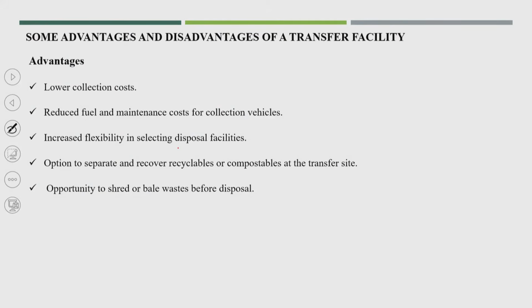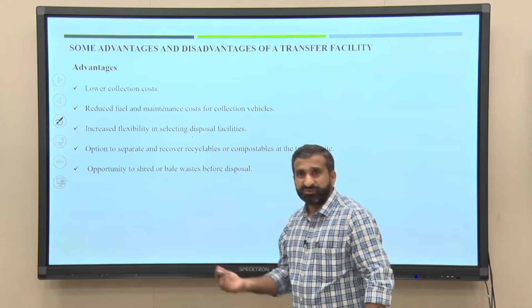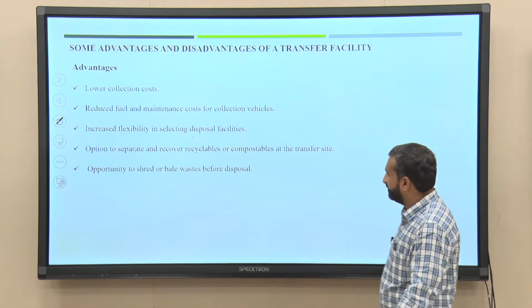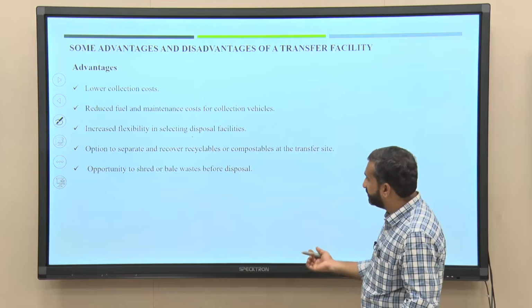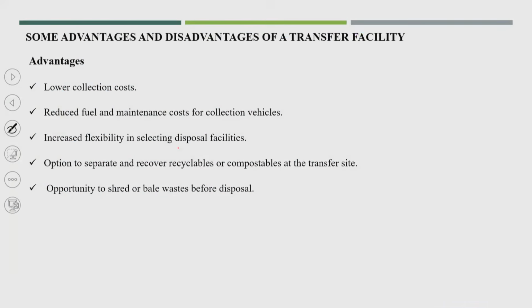transfer station. There is also the option to separate recoverable material or compostable at the transfer station. As I said, composting could be difficult, but at least separation of the recyclable matter could be possible. There is also the opportunity to shred or bale waste before disposal; maybe compaction or shredding is also possible. That is also a benefit of the transfer station.